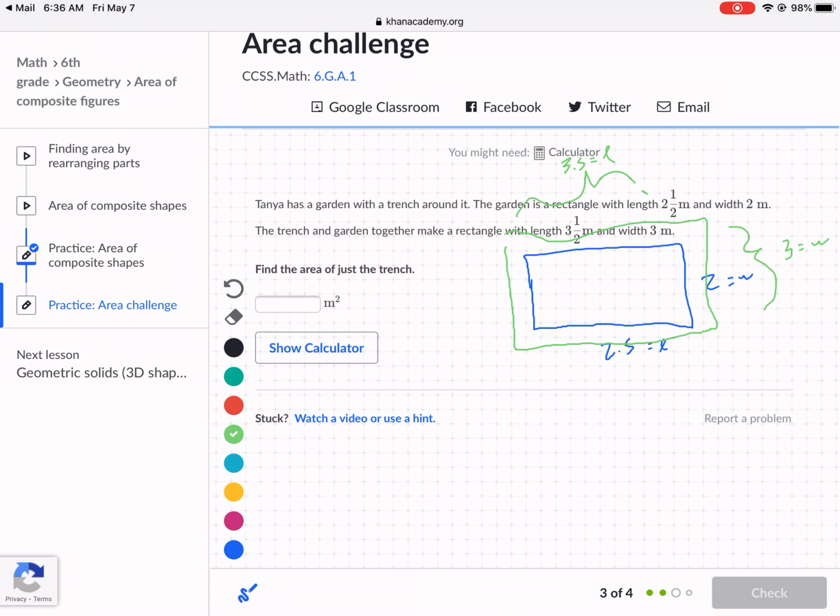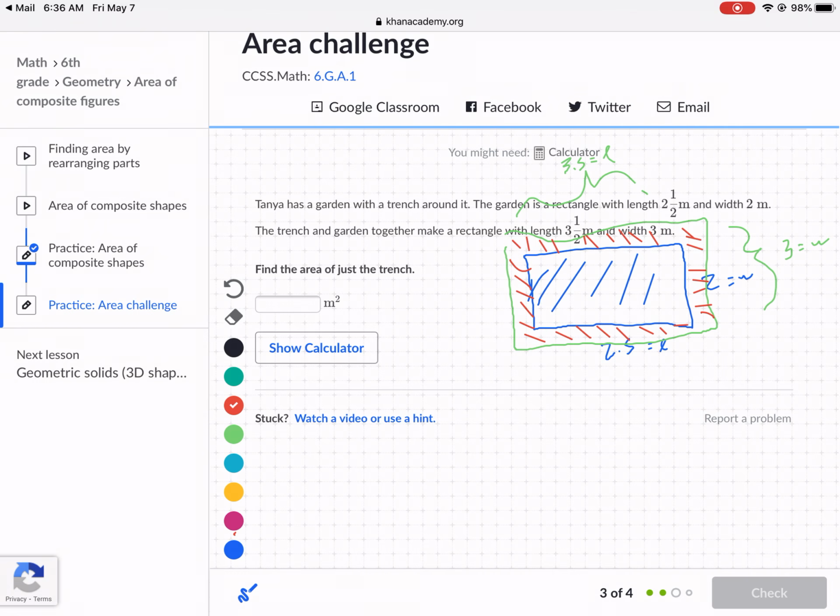Find the area of just the trench. Okay, let's think about what we're looking for here. We don't want the entire green. We're not looking for the blue inside the garden. We're looking for the space around that. So how do we find just this red area? Well, as you can see, it's not included in the blue, but it is included in the green.